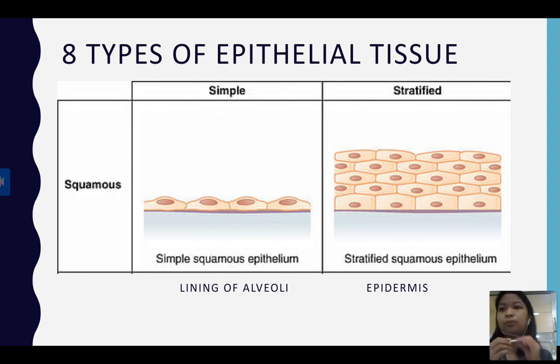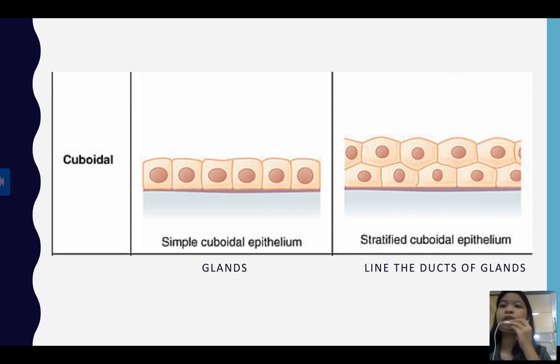Next, we have cuboidal. So, in cuboidal, so it is in cube shape, cuboidal cells. So, for the tissue, we have simple cuboidal epithelium, and it is found in glands. Okay, so in simple cuboidal, kaya siya it is found in glands because this tissue is for absorption and secretion. So, we all know that glands have the capacity to produce, to absorb, and secrete.